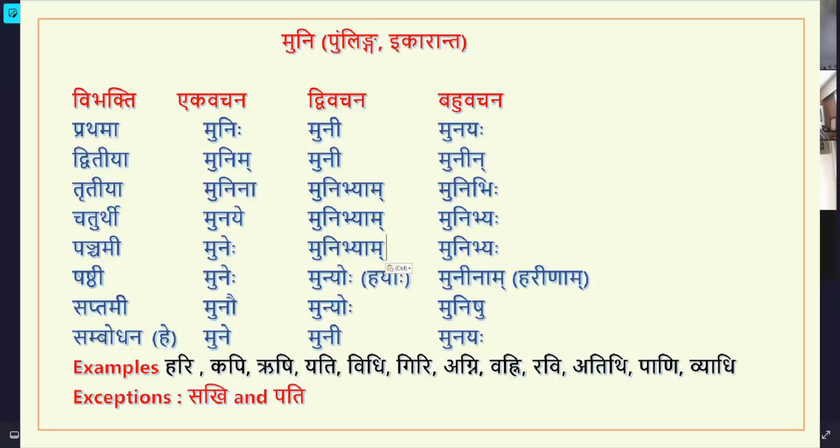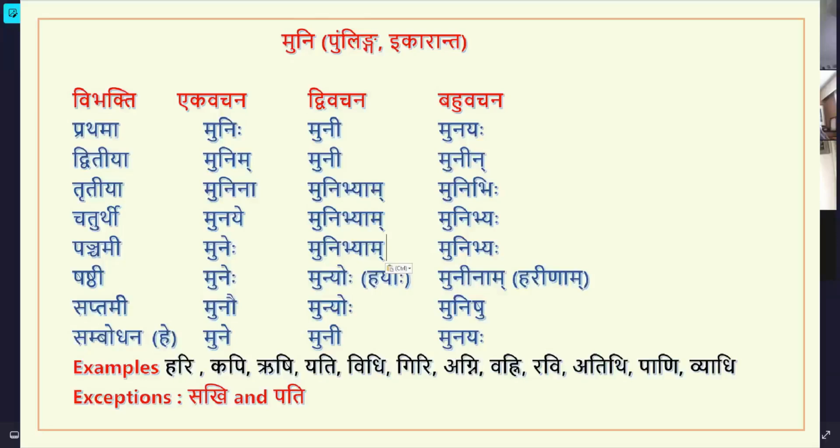So the second letter will become half. So giri, giryo, it will be like that. Once you memorize, then you know the pattern. So mune, munyo, muninam, munau, munyo, munishu. You have to pronounce it in such a way that you are not puzzled.